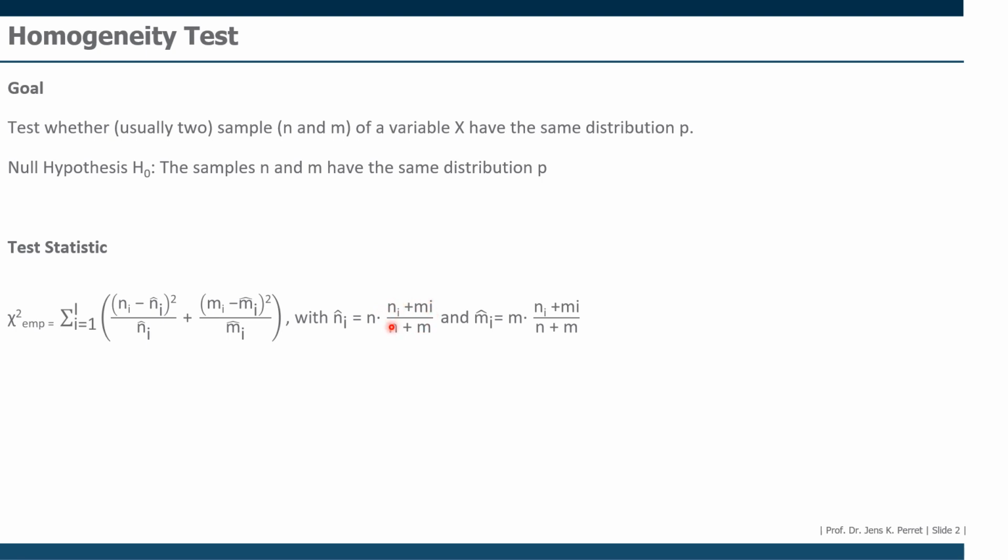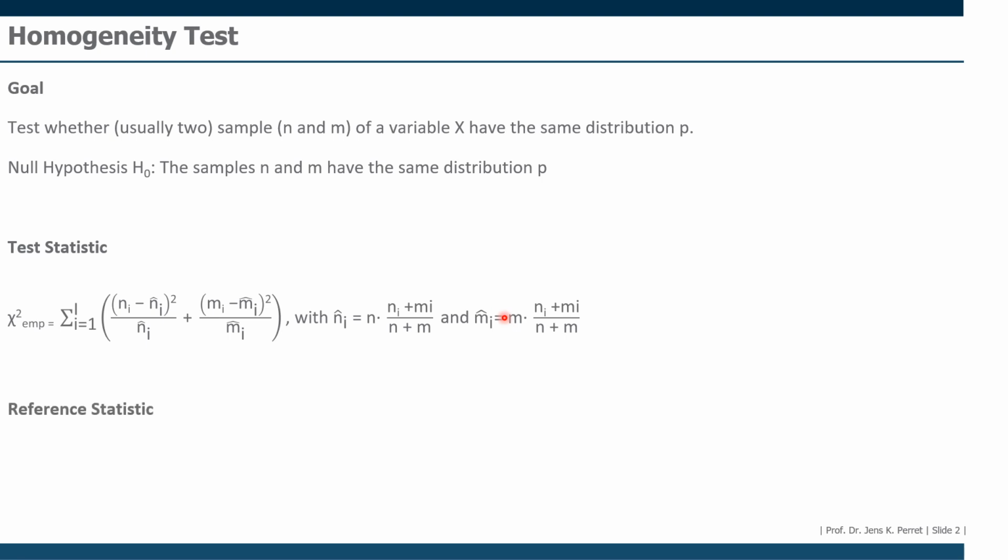That's our underlying distribution p. This value for the distribution we're going to multiply with n for the expected values for n, and with m for the expected values for m. So we first usually calculate this common distribution. Then we multiply this with the overall share of our sum of n and m as a sample.